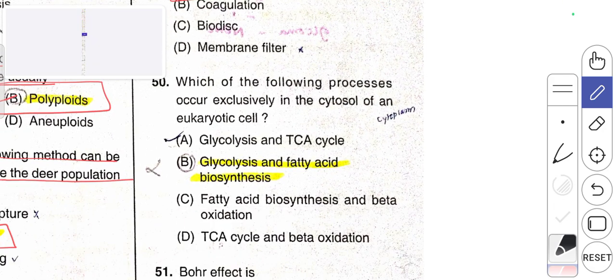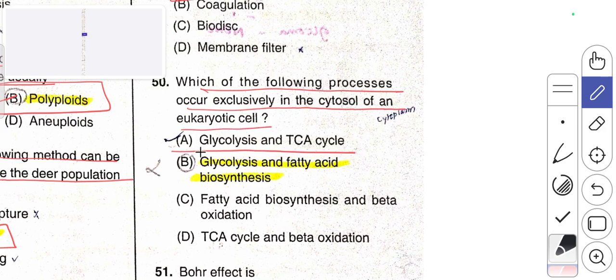Then 50th question. Which of the following processes occur exclusively in the cytosol of the eukaryotic cell? In the cytosol, that is the cytoplasm, glycolysis and fatty acid biosynthesis take place. So B is the right answer.